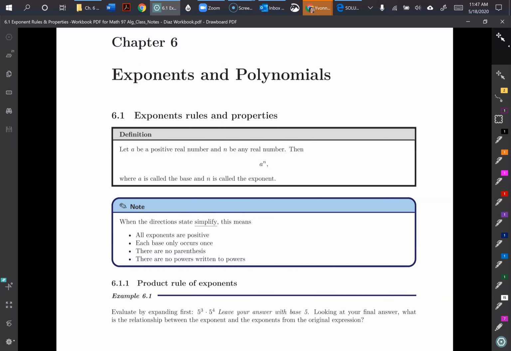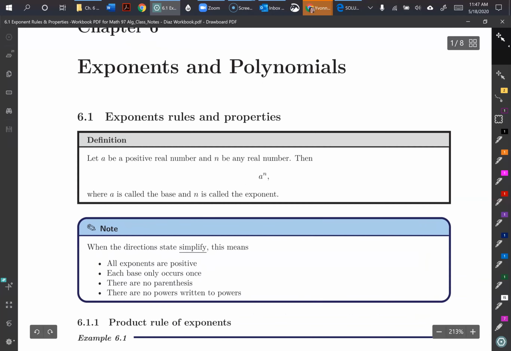You're probably a little familiar with exponents and how they work. So we have, let a be a positive real number and n be any real number, then a to the n, where a is called the base and n is called the exponent. Okay, so this is called an exponential expression. We have a is our base and n is our exponent.